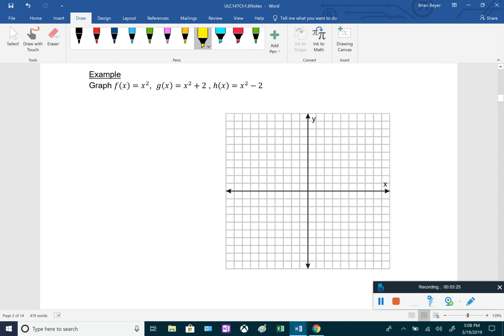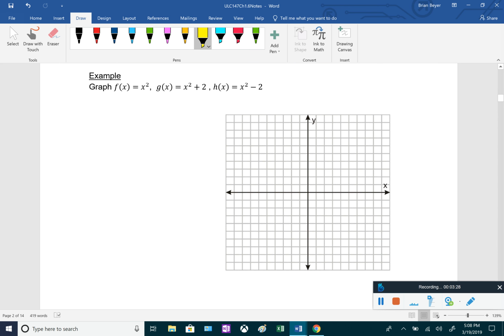Let's graph f of x equals x squared, and then we'll graph g of x, which is x squared plus 2, and h of x, which is x squared minus 2. So f of x equals x squared. Before I graph that, I'm going to come up with a little table of values so we can plot some points. The x values I'm going to use are -3, -2, -1, 0, 1, 2, and 3. I'm going to plug all of those values individually into f of x and find the corresponding function value, which is the y value.